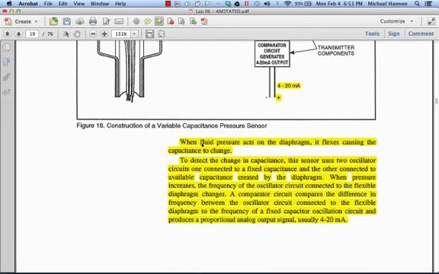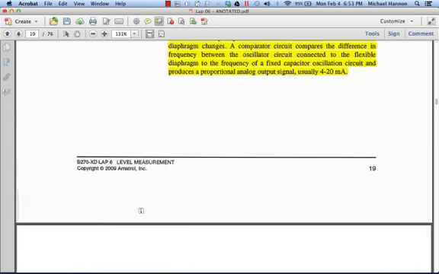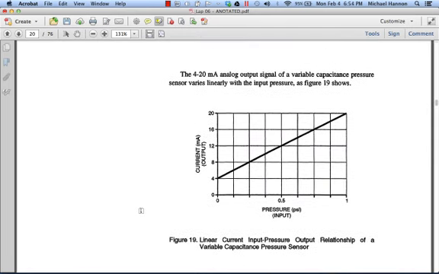I want you to make sure you highlight this paragraph. It's the paragraph right below Figure 18. It gives a description of how that capacitive pressure sensor works, and shows you an idea of what the outputs are expected to be when it is operating properly. Notice that it says from 0 to 1 PSI, you should get somewhere between 4 and 20 milliamps as an example.